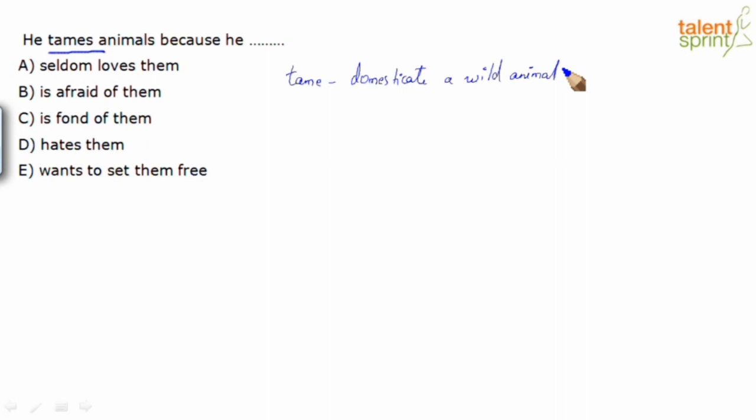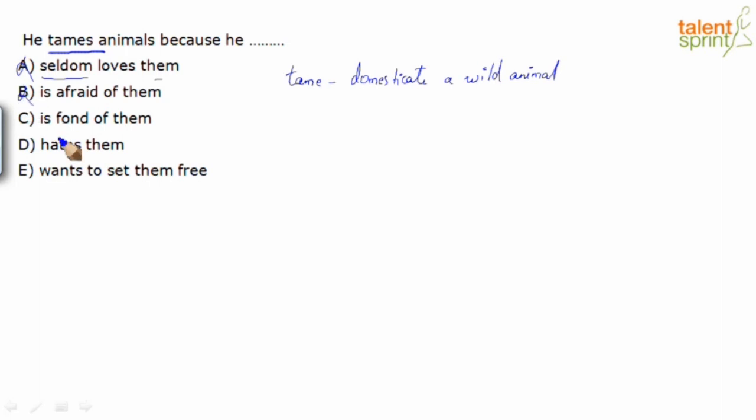He seldom loves them. Seldom again is a hint word for us in option A, which means hardly, right? Or rarely, which cannot be the case, right? If he hardly loves animals, why would he even go through the process of doing this? So option A can be ruled out. Option B is afraid of them. If you're afraid of a wild animal, then you wouldn't take this courageous or bold step to first of all capture the wild animal and then domesticate it. So option B can also be ruled out.